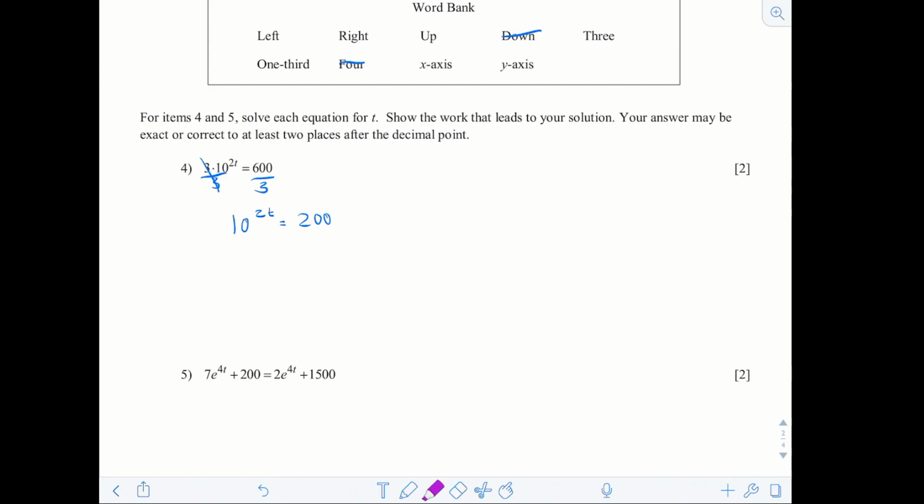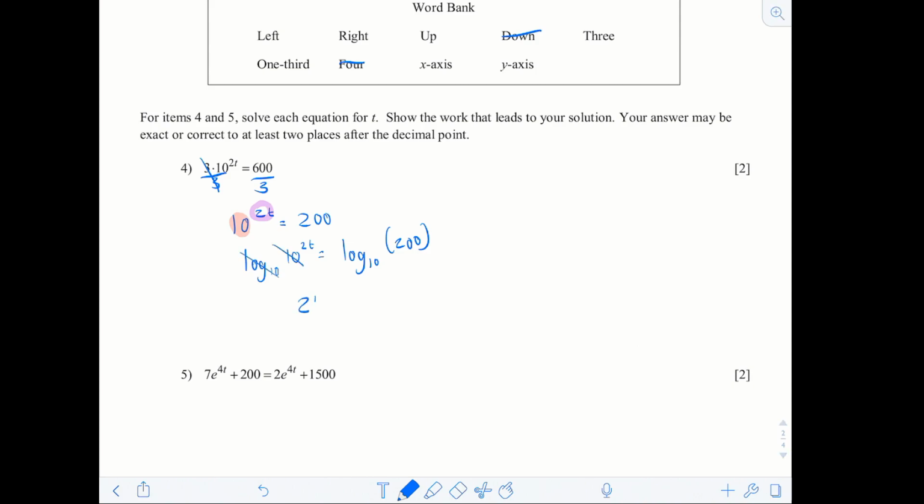Now, to bring down this exponent, I have this 10 to work with. So how do I get rid of a base 10? To get rid of a base 10 and bring down the exponent, the 2t, I have to do log base 10 to both sides. So I'm going to write log base 10 of 10 to the 2t is equal to log base 10 of 200. Now that can get me some type of decimal, right? It's not going to work out perfectly because 10 to some exponent is not going to give me 200, so I can't evaluate that.